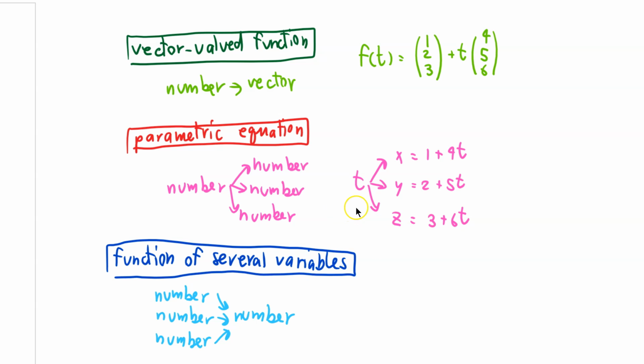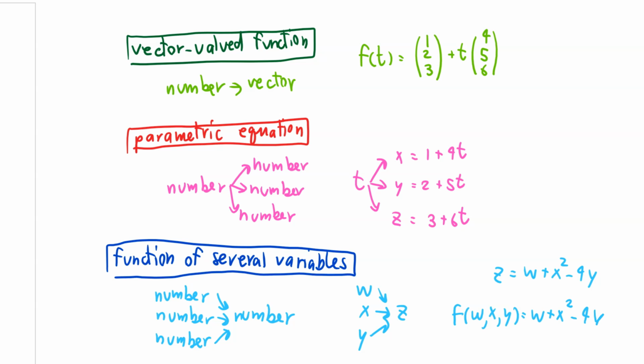Like in my pink case here, my value of t will tell the value of many other things. But when we have a function of several variables, I'm going to need to know the value of many things, like let's say w and x and y here. And that will be needed to determine the value of z. For example, I can have my z equal to w plus x squared minus 4y. Or I can write this as a function of w and x and y, and this is going to be w plus x squared minus 4y.